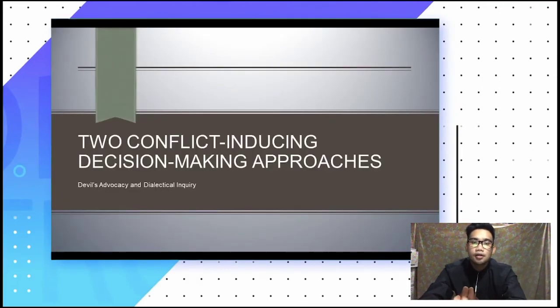So next, let's tackle the two conflict-inducing techniques. Two conflict-inducing decision-making approaches that have become quite popular are devil's advocacy and dialectical inquiry. Both approaches incorporate conflict into the decision-making process through formalized debate. A group charged with making a decision or solving a problem is divided into subgroups and each will be involved in the analysis and solution.